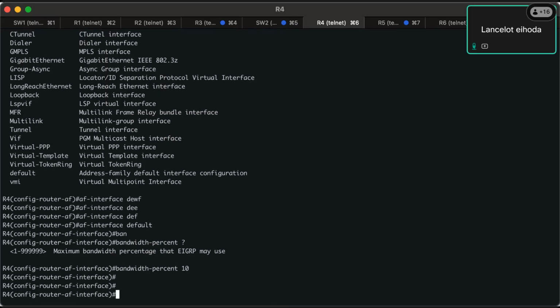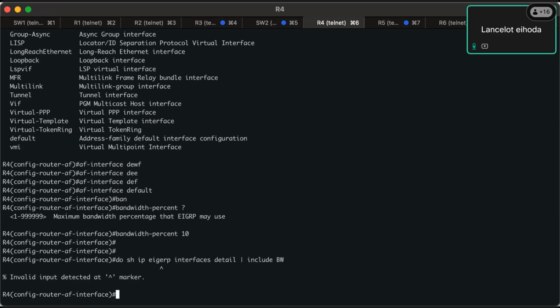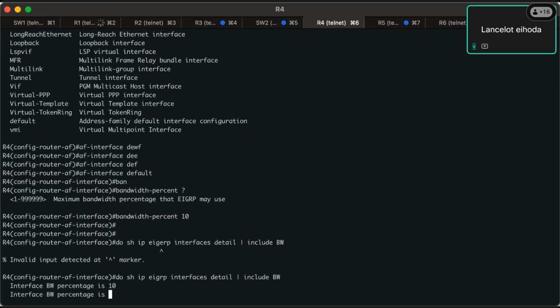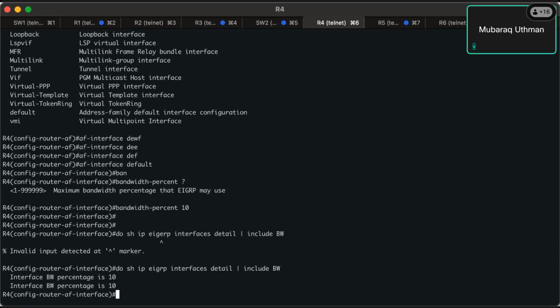And then if I do a show ip eigrp interfaces detail, pipe include bandwidth. There's a typo there. The typo, sir. EIGRP. Thank you. I think I'm getting tired. Sorry. Can you see? So that's about that for that.